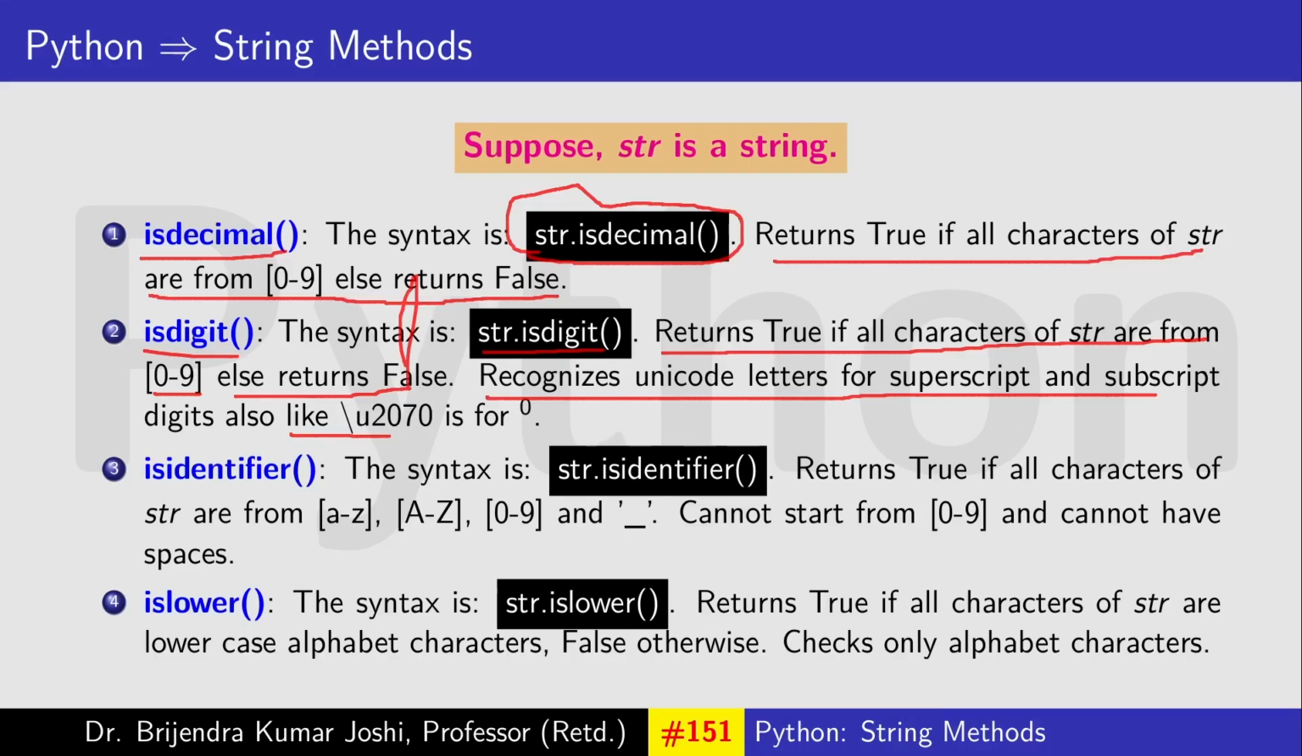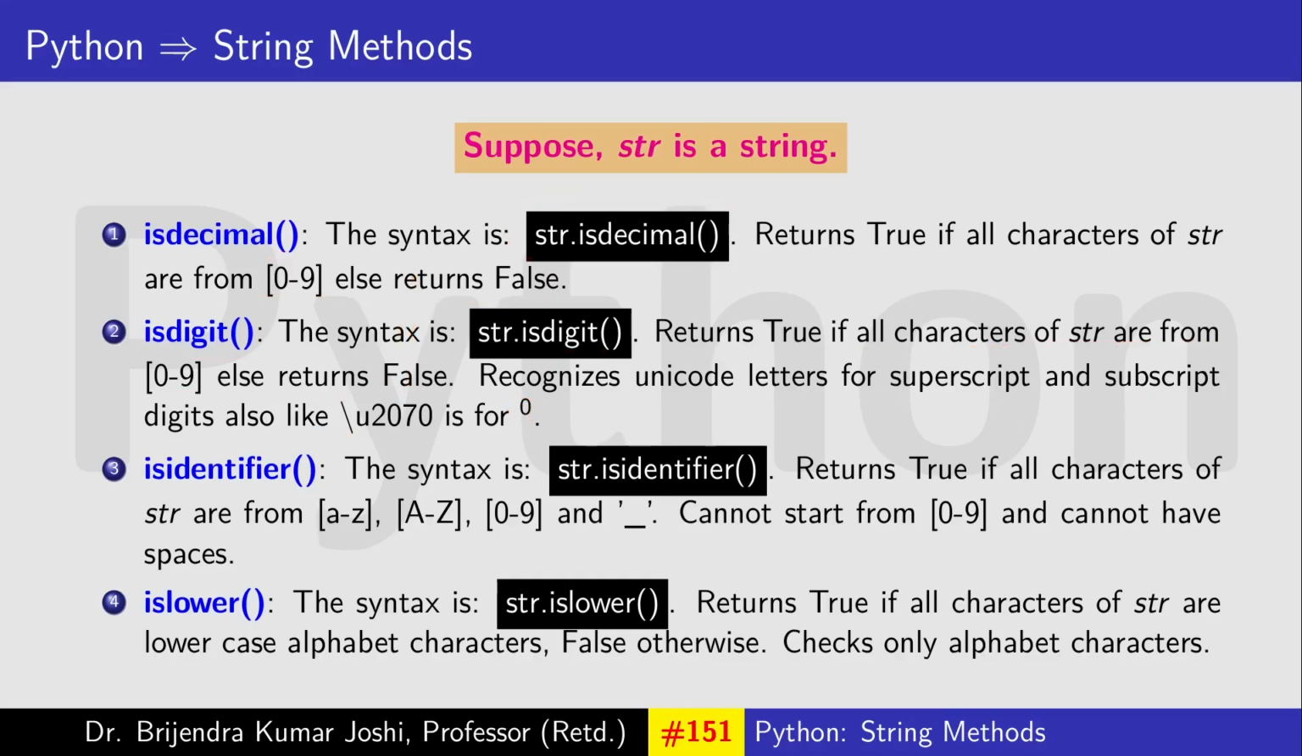This backslash is the escape character, \u is the escape sequence, and 2070 is for superscript 0. Remember, only digits. So this is one value of a Unicode character for superscript, and there are other Unicode sequences for superscript 1, 2, 3, 4, 5, 6, 7, 8, 9, and subscripts also.